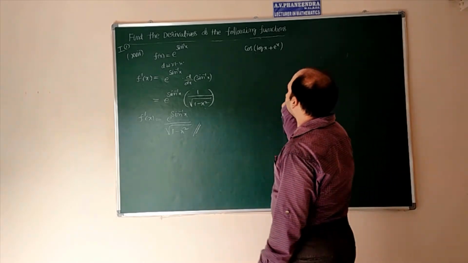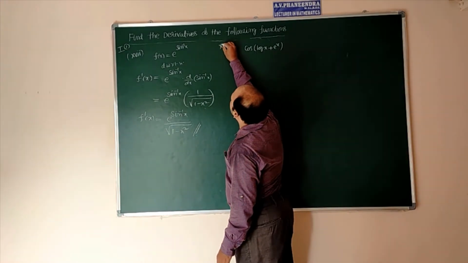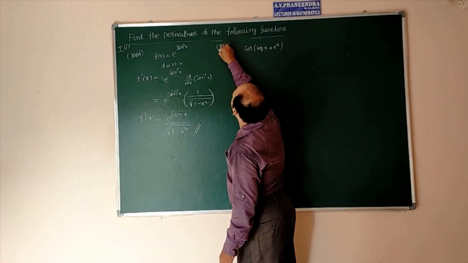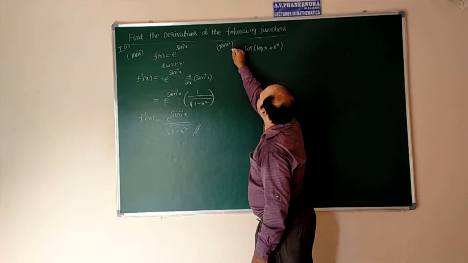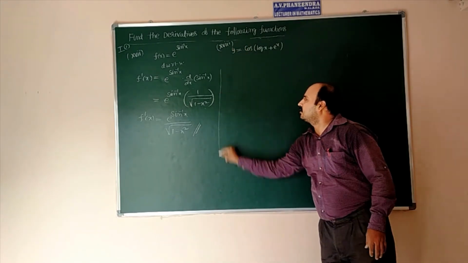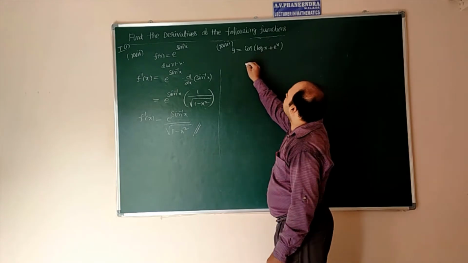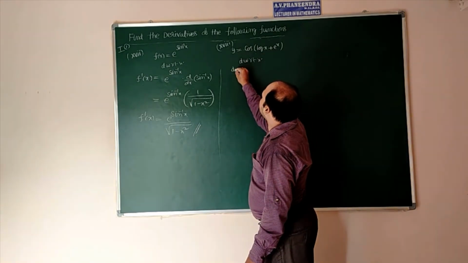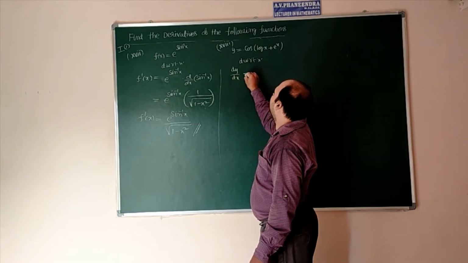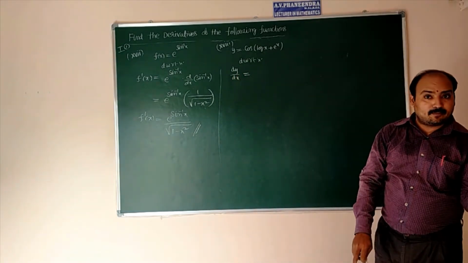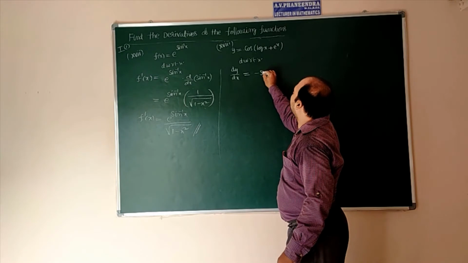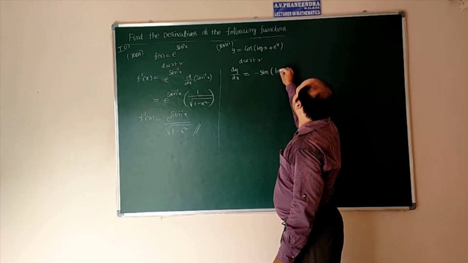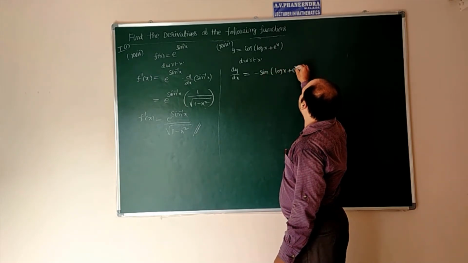The next question. Here also y we can assume the given function, y equal to cos(sin(log x plus e^x)). Differentiate with respect to x. y derivative is dy/dx. d/dx of cos x is minus sin x. So minus of sine of (log x plus e^x).